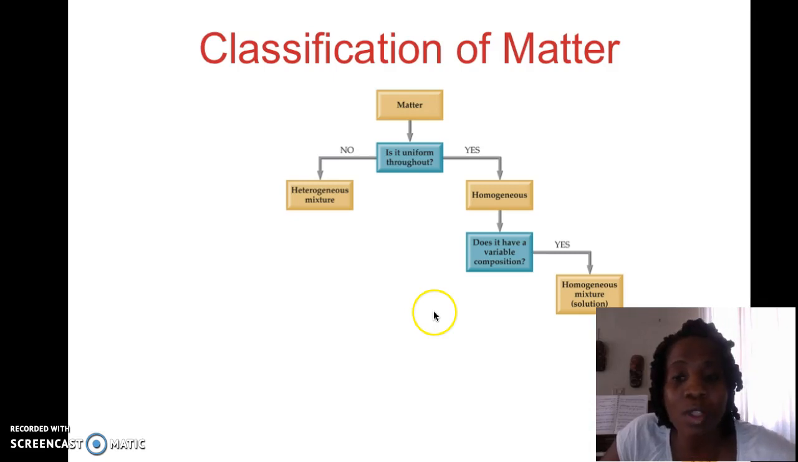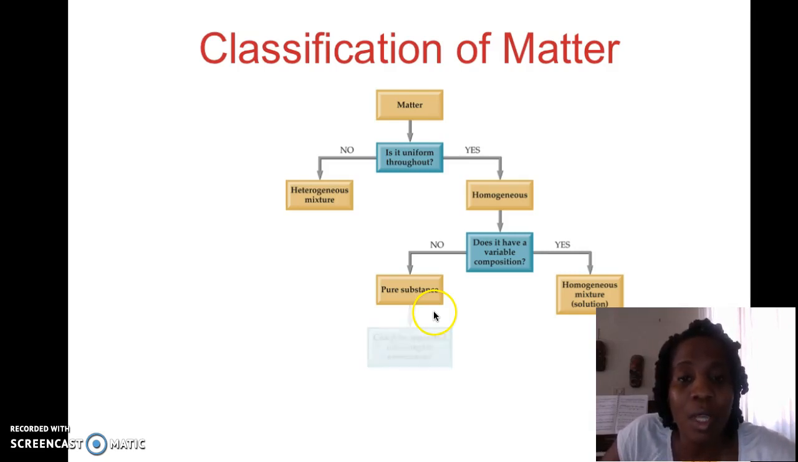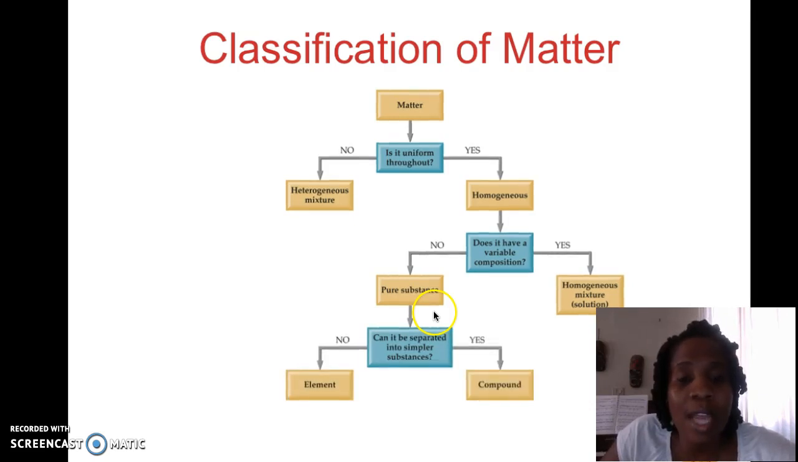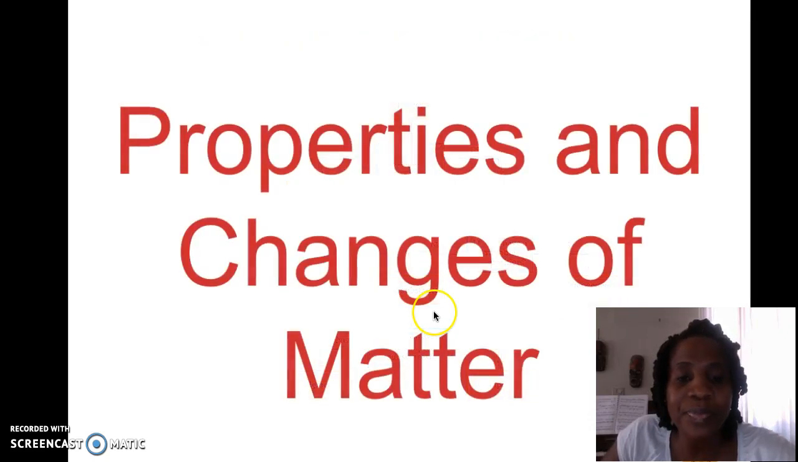You can't see where the salt particles are and where the water particles are, but it is still more than one type of particle. Or you have a pure substance. A pure substance means you only have one type of particle. And a pure substance is either an element or a compound. That's based on whether or not it can be chemically separated into simpler substances: if it can, it must be a compound. If it cannot, it must be an element. And as you already know, all the elements are on the periodic table, so you know exactly where to find those.